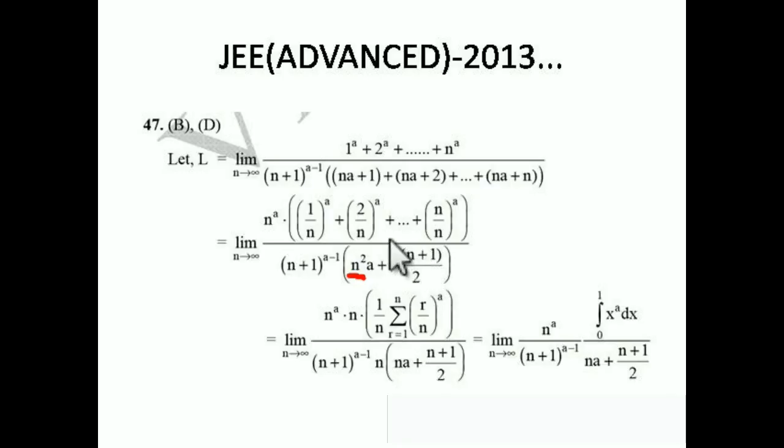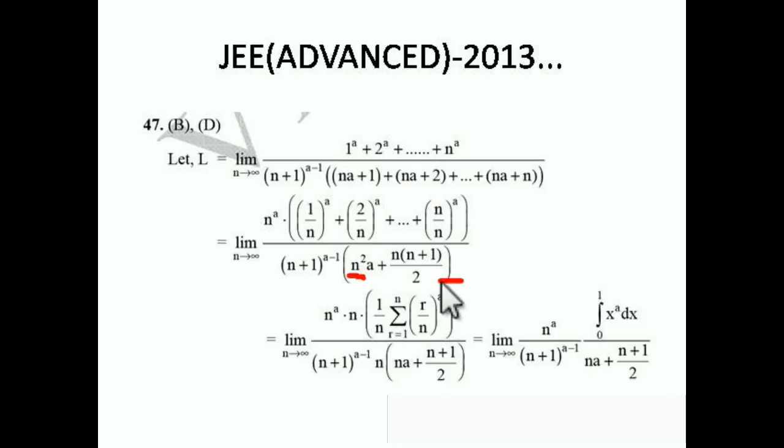Now this is the time to convert this thing into the limit. How are we going to do that? First of all, this thing can be written as sigma r equals 1 to n of (r by n) whole raised to a. This is the common form of this thing. If we put r equal to 1 here, then we have this term; if 2, then this; if n, then this. And for dx, just multiply by n and divide by n, so this is sigma r equals 1 to n of (r by n) whole raised to a.